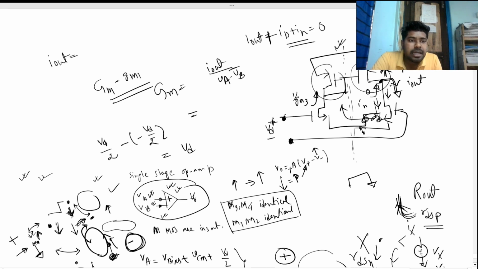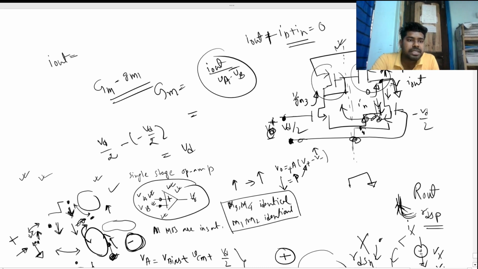So what is the current flowing through this branch? This will be nothing but GM times, actually we have to find this, but we will do the normal cases. So we will do the VD by 2 here, and here minus VD by 2 here.